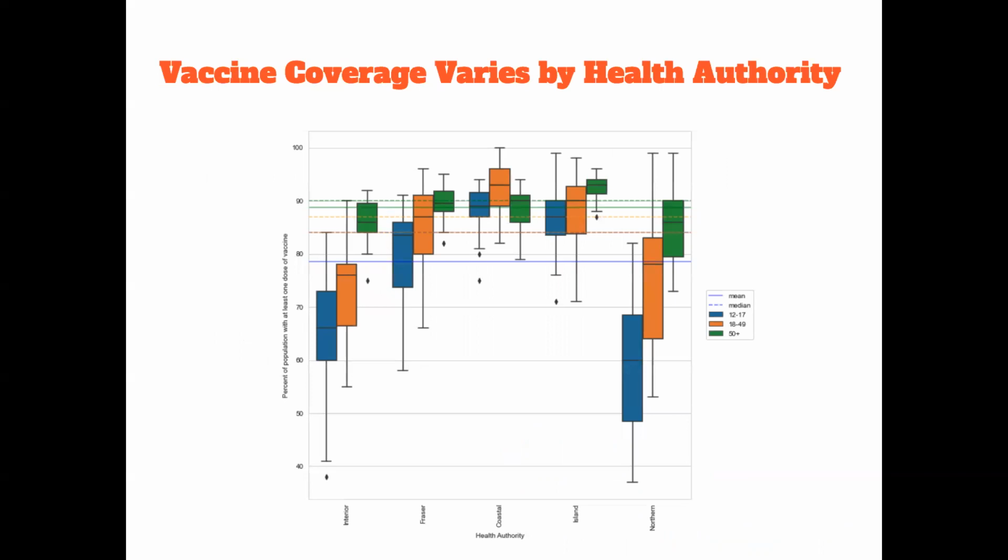The first thing we found out is that vaccine coverage varies quite a bit by health authority and also by age. So the different age groups are shown in different colors here, and the different health authorities are shown across the bottom x-axis. And the means and medians are shown in the different lines here, with different colors for different age groups. You can see where Coastal Health has pretty much high vaccination rate for all age groups. The vaccination rate is quite different for different age groups in different health authorities.